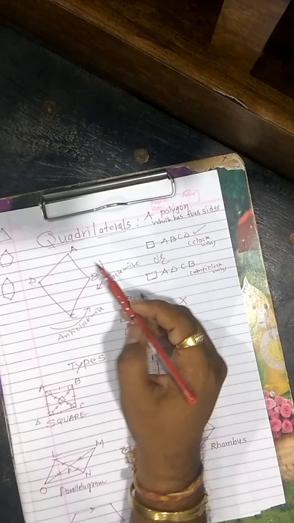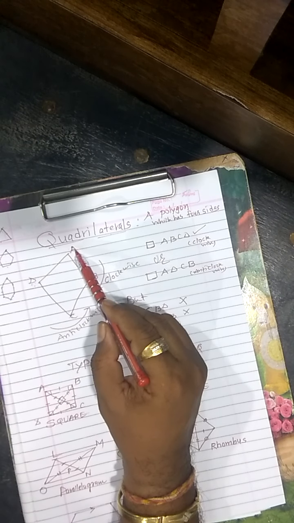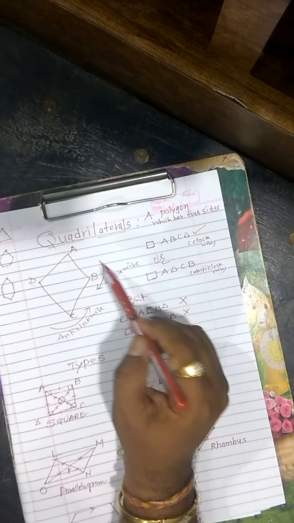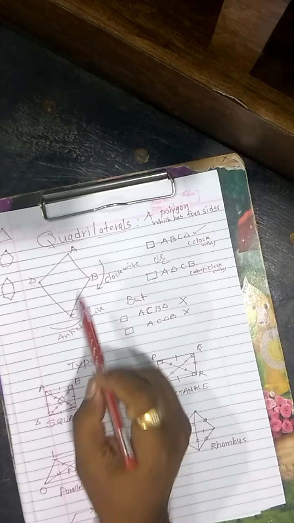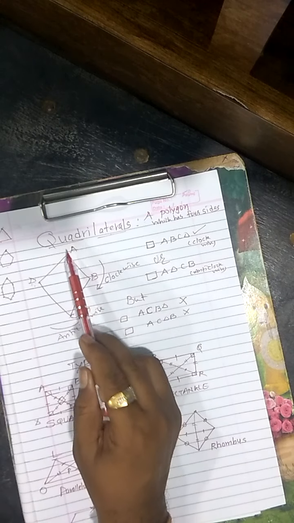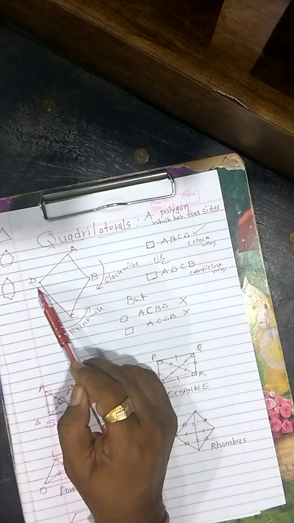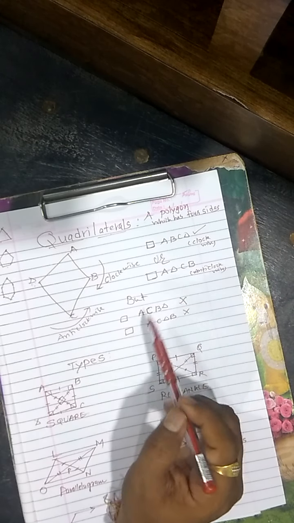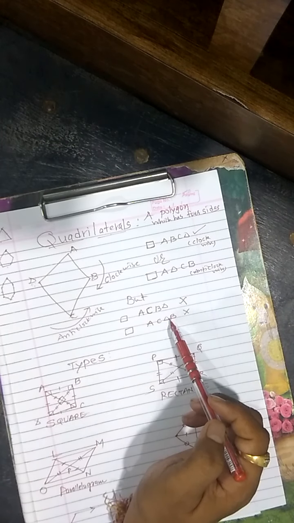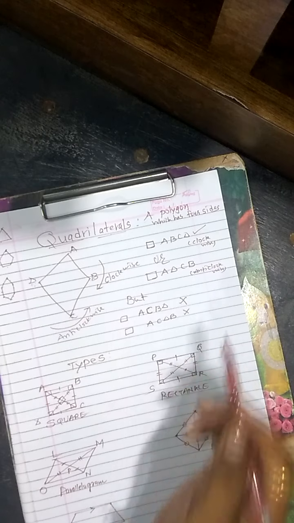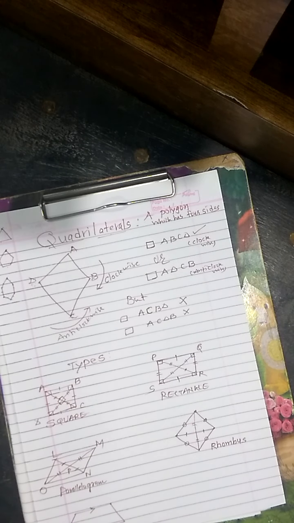So a quadrilateral you can represent by either clockwise or anti-clockwise. You see A, C, B, D is the wrong way. A, C, D, B is also a wrong way. Okay. So here we have seen the introduction of quadrilateral.